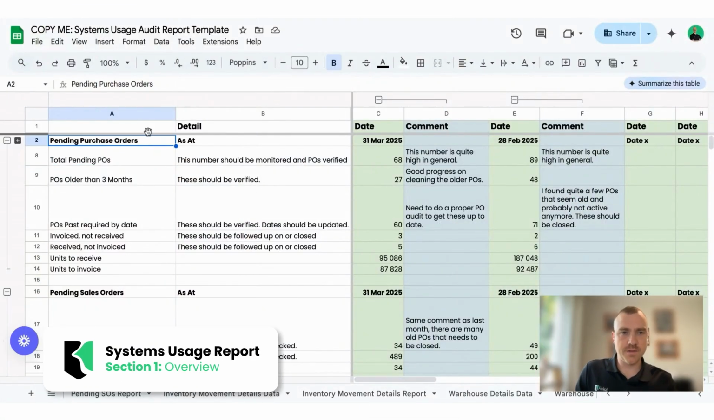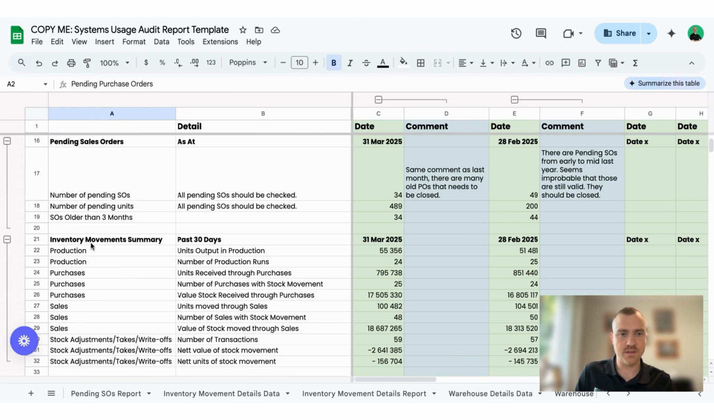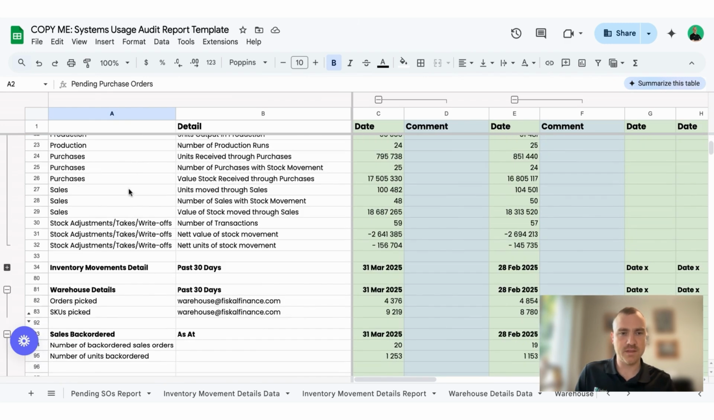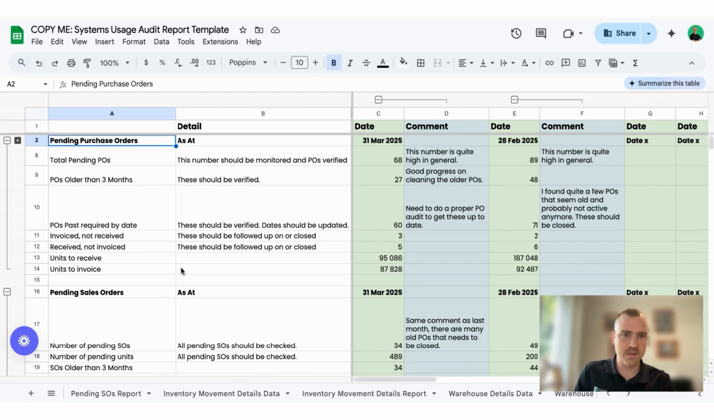Okay, so let's jump into the report. So we look at a few different data sets to get to this dashboard view. So we look at the pending purchase orders, our pending sales orders. We look at our inventory movements, warehouse details, and sales back ordered.